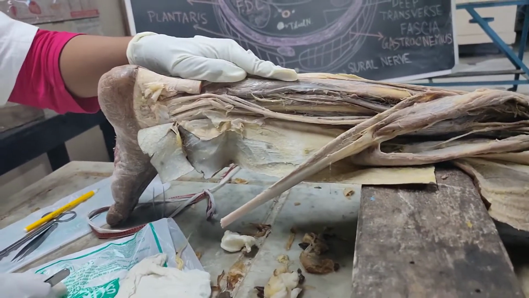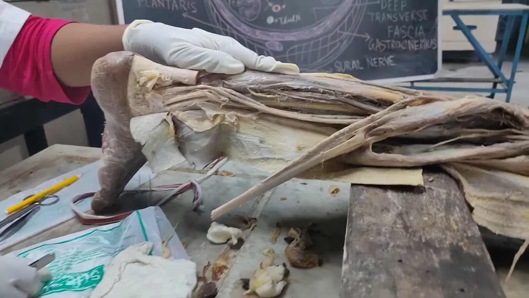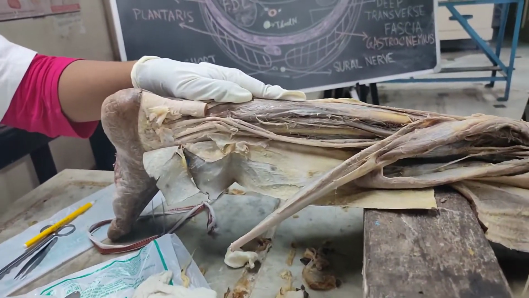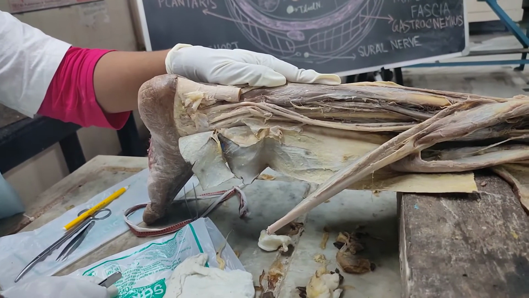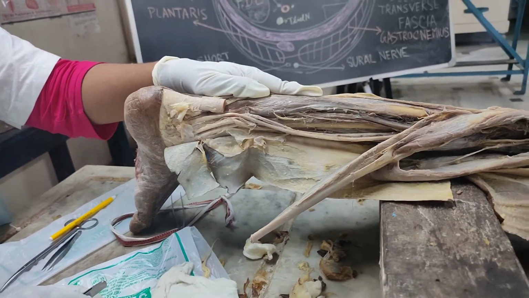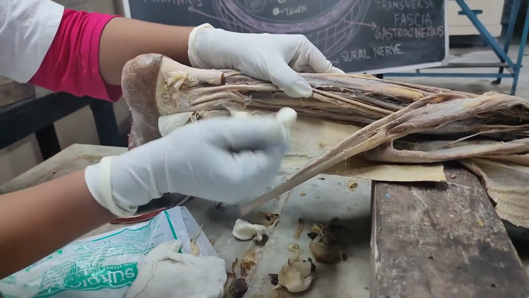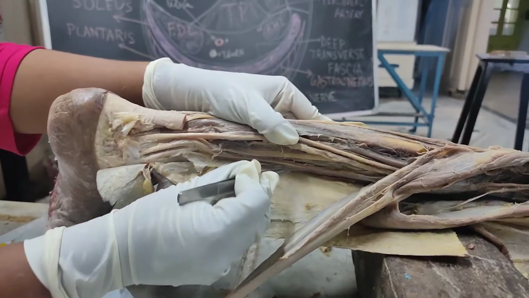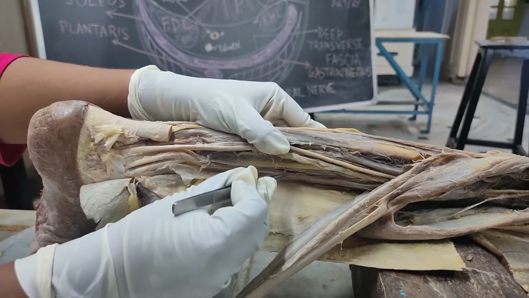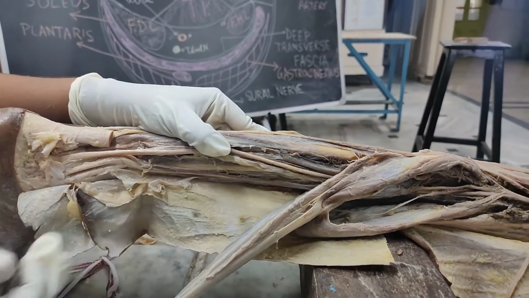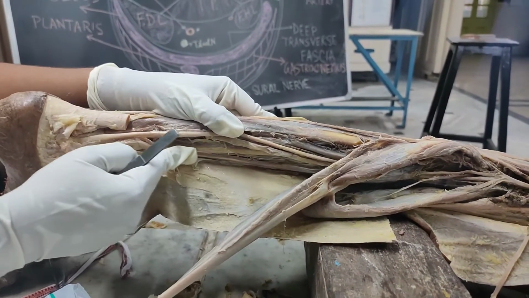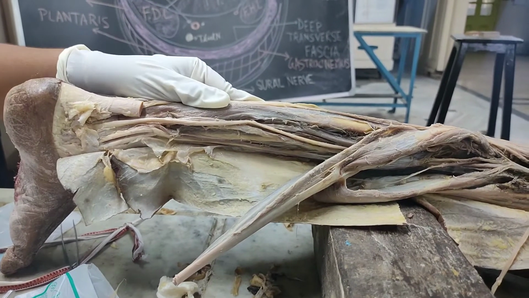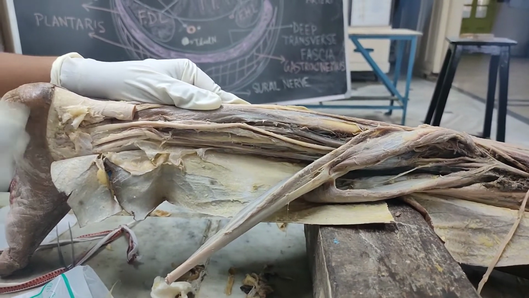This flexor hallucis longus, after originating from the fibula bone, gets inserted into the distal phalanx of the great toe and helps in plantar flexion of the great toe. The flexor digitorum longus originates from the posterior surface of the tibia below the soleal line, and it gets inserted into the lateral four toes and helps in plantar flexion of the lateral four toes.